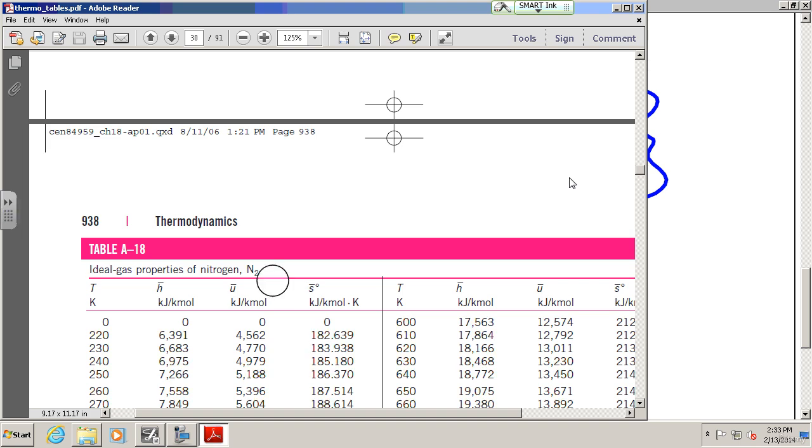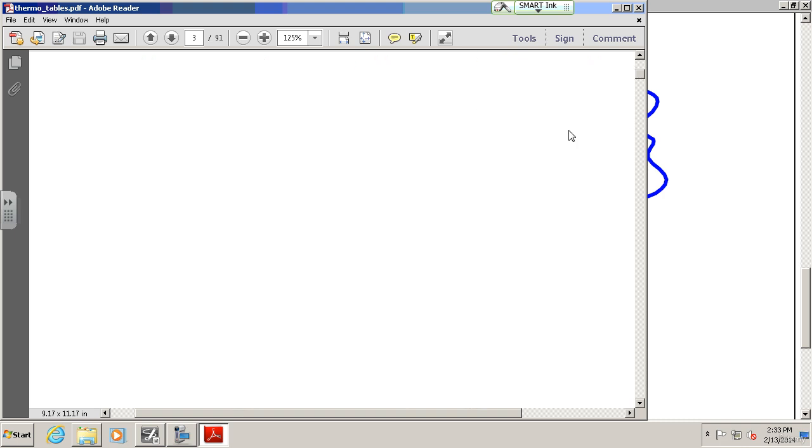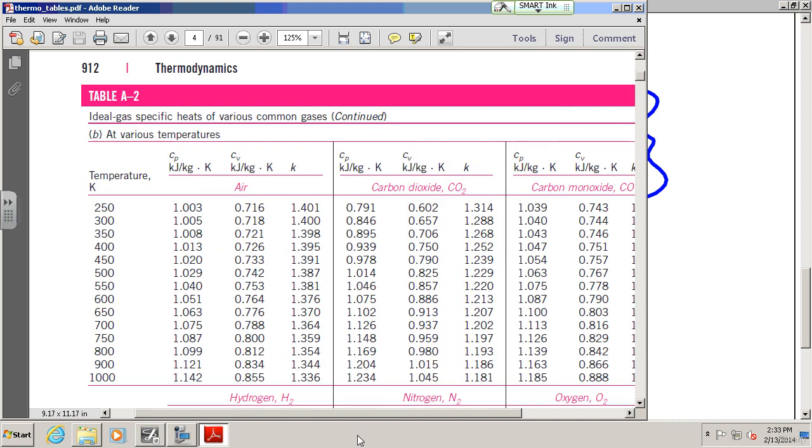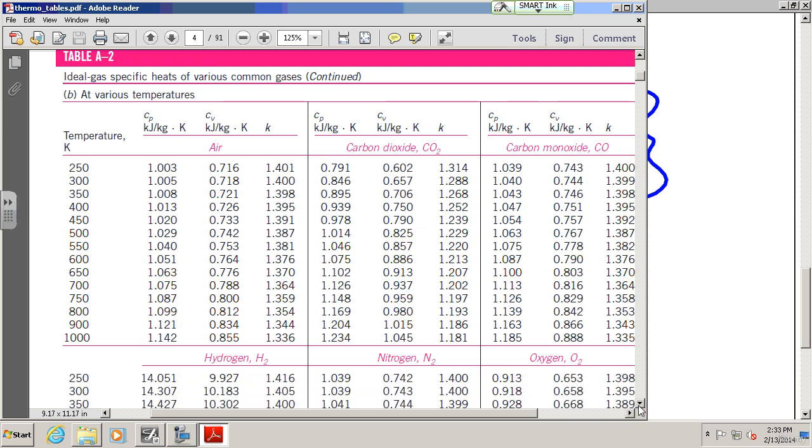I have to go to the front of the tables. Here we go, table A2. Table A2 gives me the C sub V for air at various temperatures. Notice that my 300 is given. For 300, my C sub V is 0.718. But what about my 1500? It's not on the table. So what do I do?